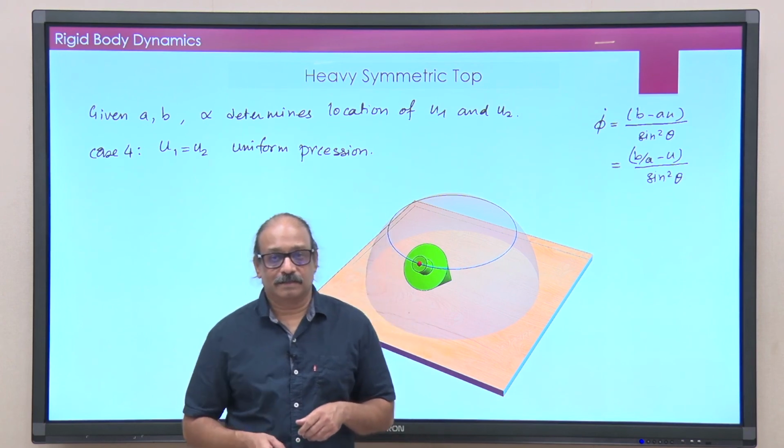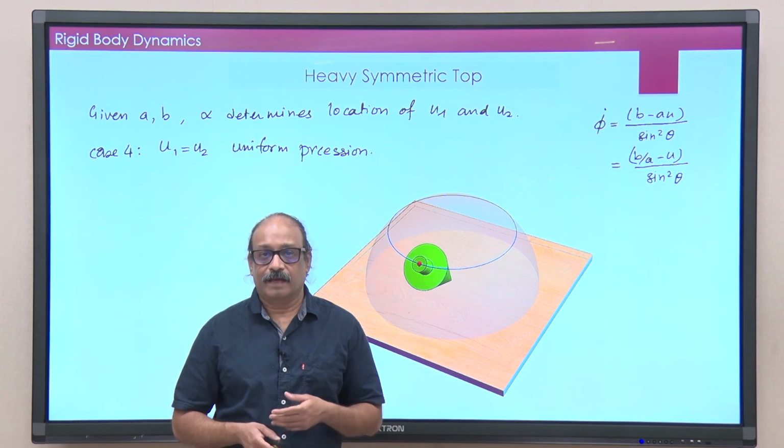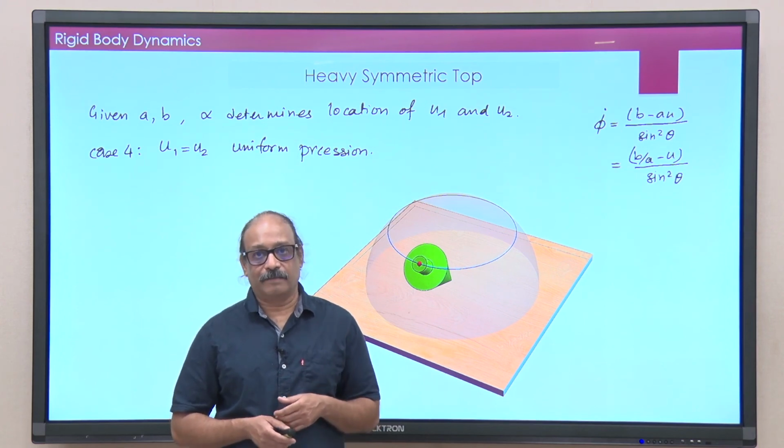Okay. So, this is where I will end the discussion on rigid body dynamics. In the next week, we will start with the Hamiltonian formulation.